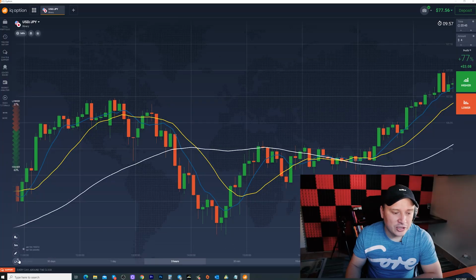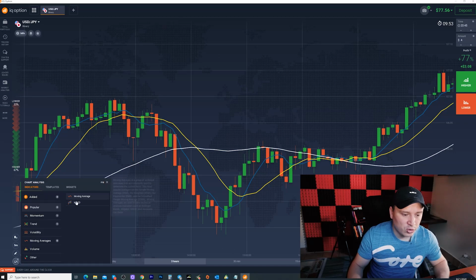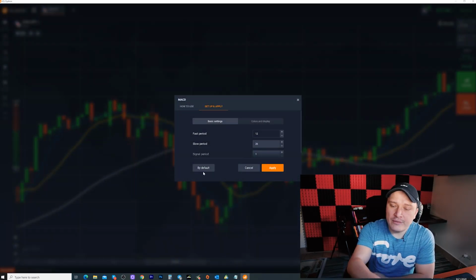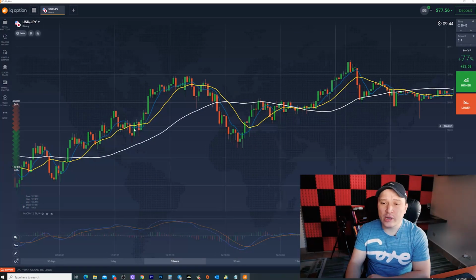And last but not least, you're going to add one more indicator. I'm sorry, there are too many indicators, but trust me, all of them are useful. It's called MACD. Then you leave this as default. You just hit apply and that's it. Now, how does this strategy work?